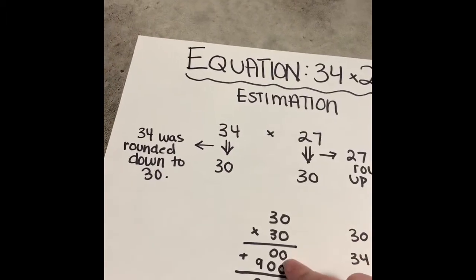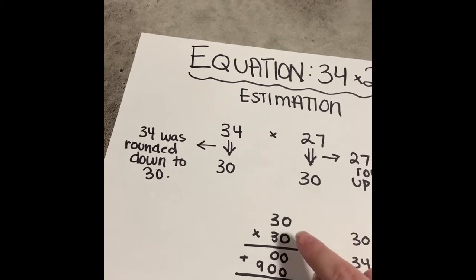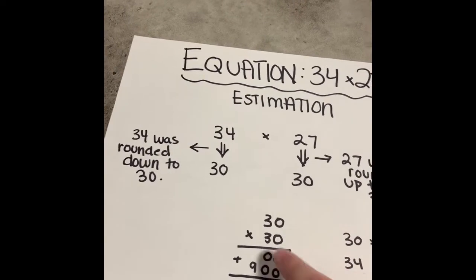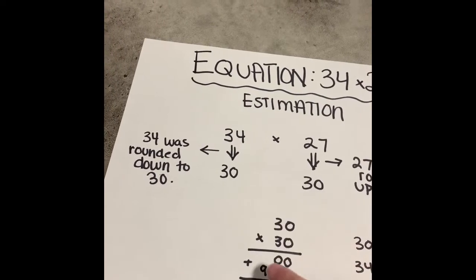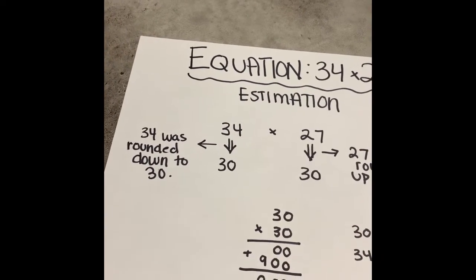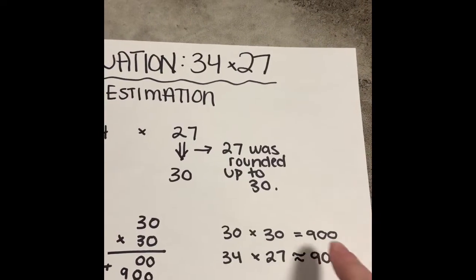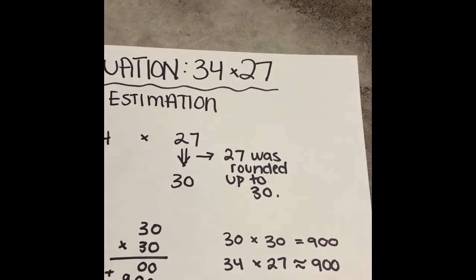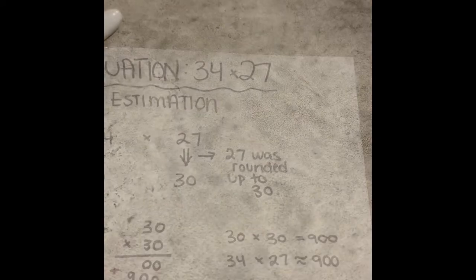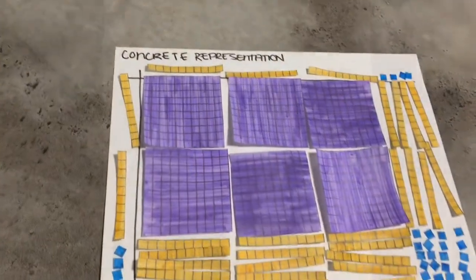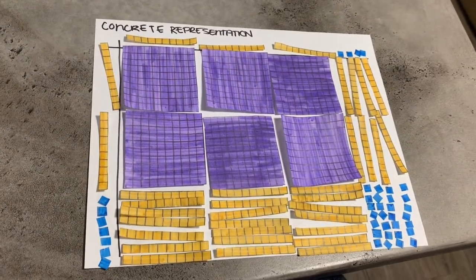So 0 times 0 is 0. 0 times 3 is 0. Then, because we're multiplying using tens, automatically a 0 gets put here. So now we have 3 times 0 is 0, and 3 times 3 is 9. This equals a sum of 900. So if we say that 30 multiplied by 30 equals 900, then we can say that 34 multiplied by 27 equals approximately 900.